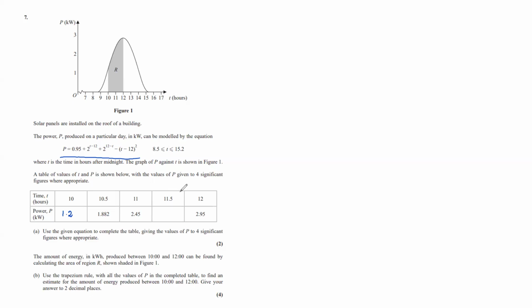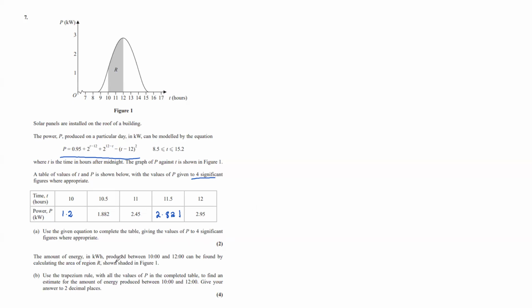Now the same thing we have to do, just substitute in that equation for P. Wherever we have t, we substitute it with 11.5. So 0.95 plus 2 to the power of 11.5 minus 12, 11.5 minus 12 is minus 0.5, plus 2 to the power of 12 minus t, which is 12 minus 11.5, that is 0.5, minus the bracket t minus 12, t is 11.5, 11.5 minus 12 is minus 0.5, the whole square. Since it's mentioned that we need to round to four significant figures, your answer is going to be 2.821.